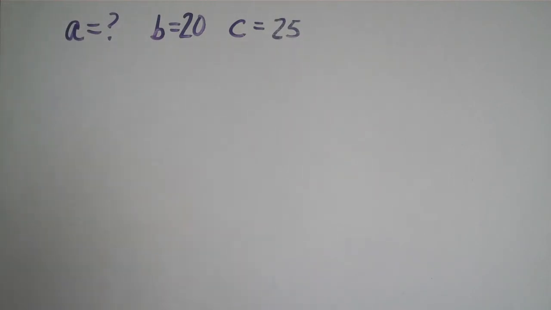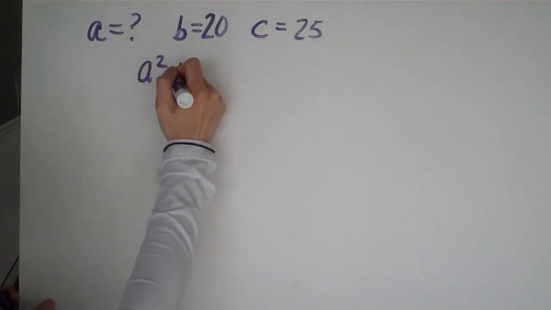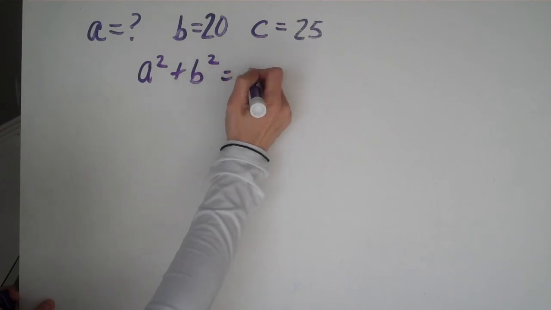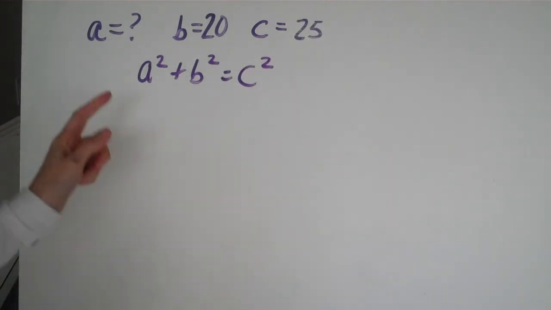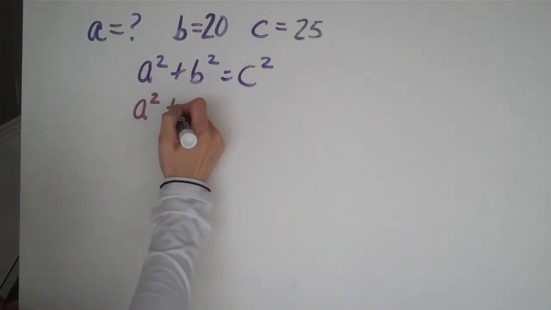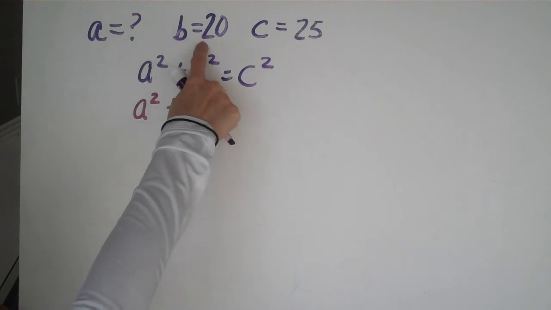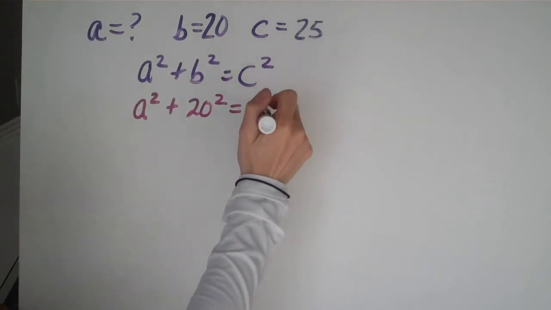What if the side is not c? What if the side is a? Well, we have the same formula, a squared plus b squared equals c squared, the same exact formula. What is our a? Well, that's what we don't know. a squared, we'll just leave it as that, plus 20 squared equals 25 squared.